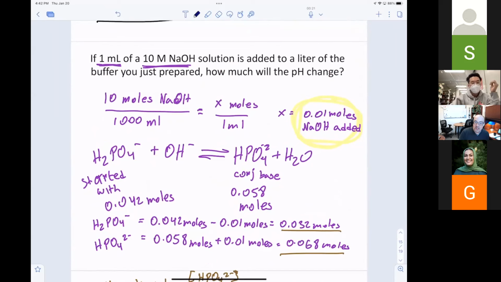So if I want to say moles in the liter, that has to be 0.01 moles, right? So that's the idea here.